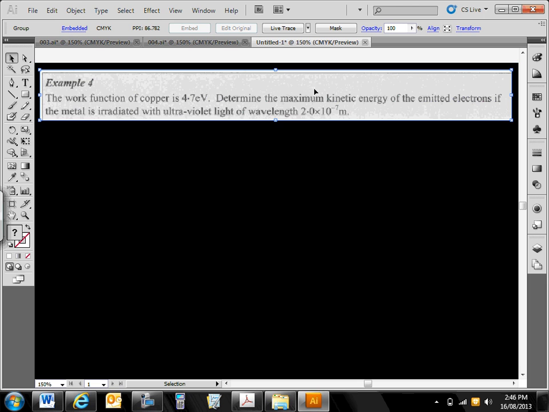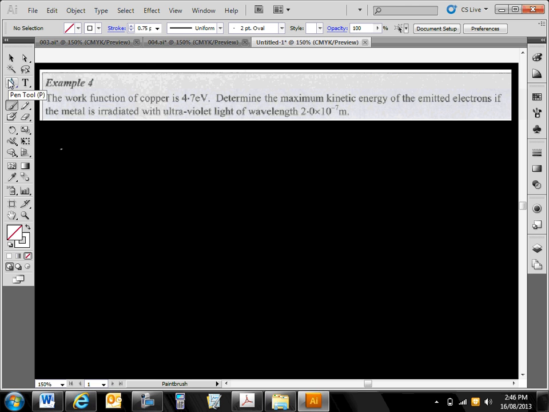The work function of copper is 4.7 eV. Determine the maximum kinetic energy of the emitted electrons if the metal is irradiated with ultraviolet light of wavelength 2 by 10 to the minus 7 meters. See how you go. Last question. This one isn't so long.